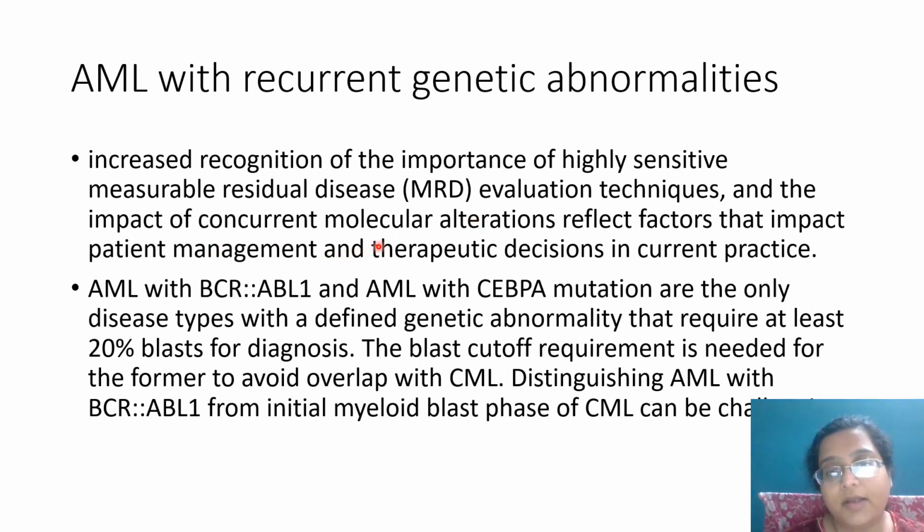And the impact of concurrent molecular alterations reflects factors that impact patient management and therapeutic decisions. AML with BCR-ABL1 and CEBPA mutations are the only disease types with defined genetic abnormality that require at least 20% blasts for diagnosis. So for the rest of those I listed, even if 5-6% blasts are there, you can call it AML. But if it is BCR-ABL1, because that is also seen in CML, and CEBPA mutation, you need 20% blasts. The blast cutoff requirement is needed for the former to avoid overlap with CML, as I said. Distinguishing AML with BCR-ABL1 from the initial myeloid blast phase of CML can change the treatment.